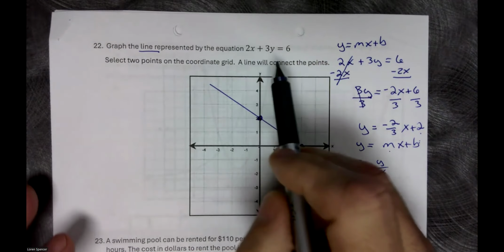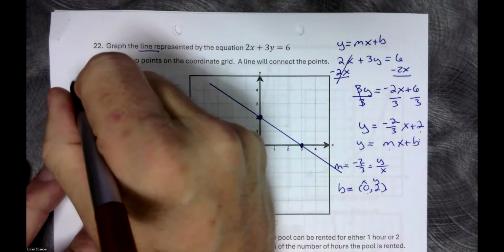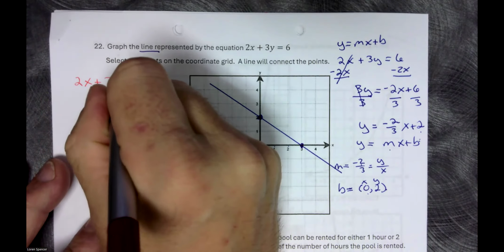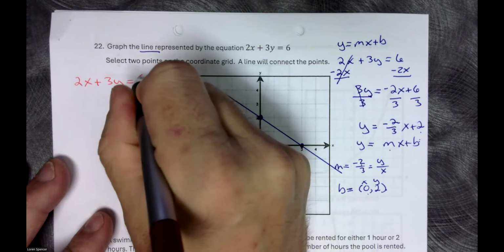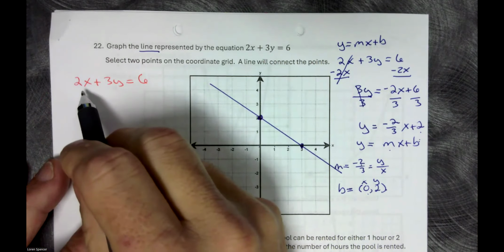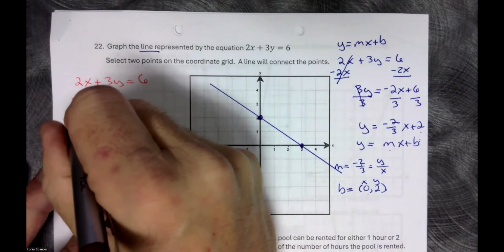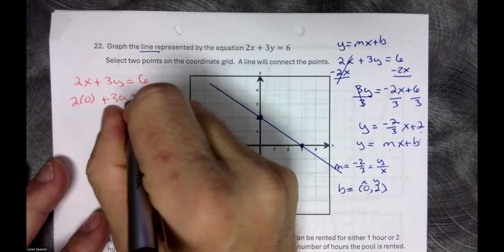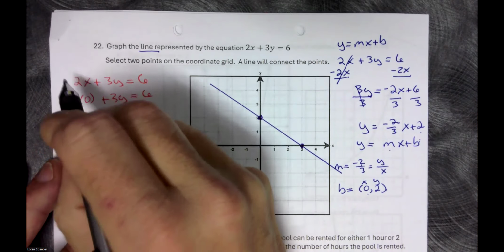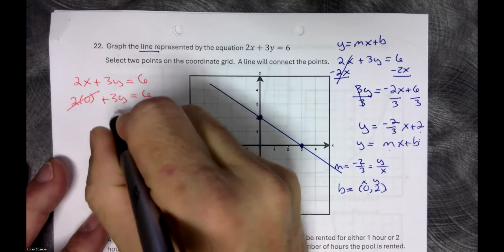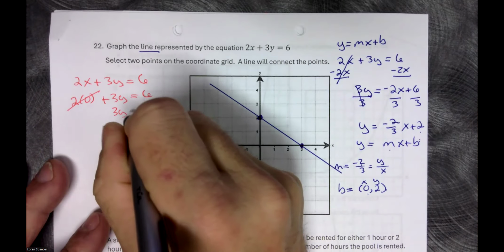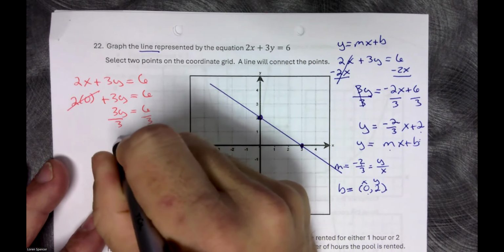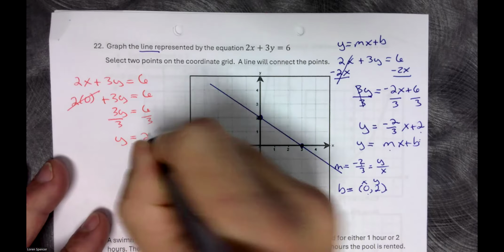The other way is since it's in standard form, we can plug in zeros. We're going to plug in a 0 for the x and a 0 for the y. First, we'll do the x. So if I plug in a 0 for the x, this will be 2 times 0 plus 3y equals 6. Well, 2 times 0 is 0, so this went away. So now I have 3y equals 6. I divide both sides by 3, and I find that y equals 2.